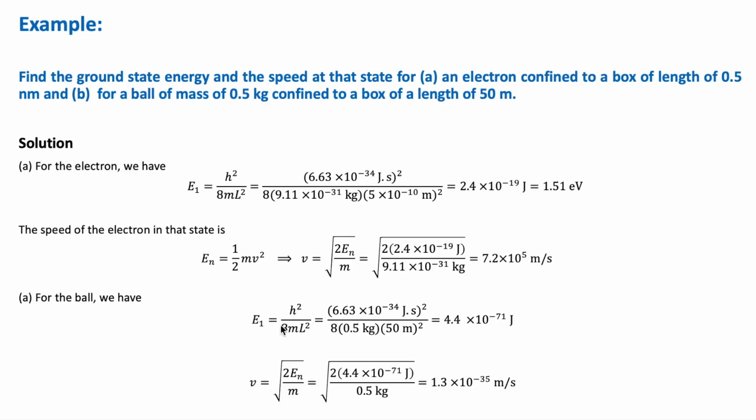So for the macroscopic object, E1 is equal to 4.4 times 10 to the minus 71 joules, and the speed is 1.3 times 10 to the minus 35 meters per second. And as you can see, this speed is too small, right? So we can consider the object to be at rest. And this is why the state of E equal to 0 is an acceptable state in classical physics for an object in a box.